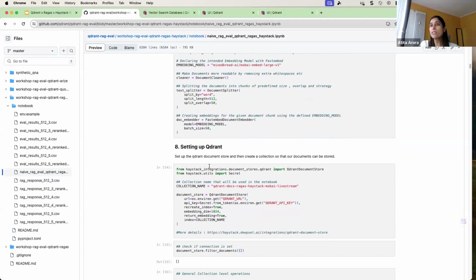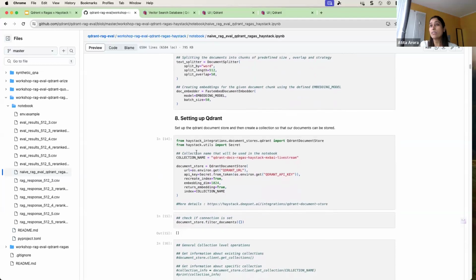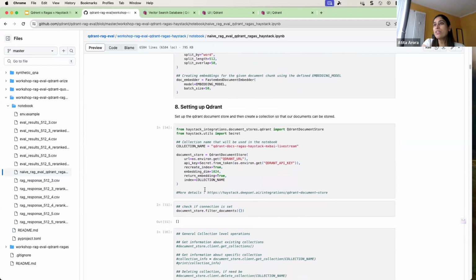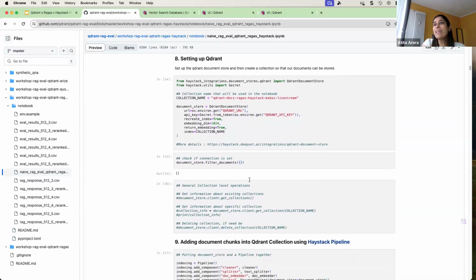So once this has been done, what we do is that we create our Qdrant collection. And I'm calling this collection as this. It's a pretty big name, Qdrant Docs, RAGAS, Haystack, Mixed-Bred AI, and this is done for the live stream. So I try to keep it as grounded as possible to this event. So after that, we would use Haystack integration of Qdrant Document Store here. And we would create this collection.